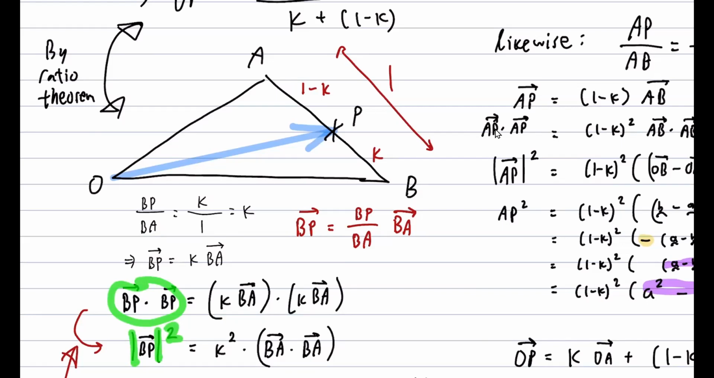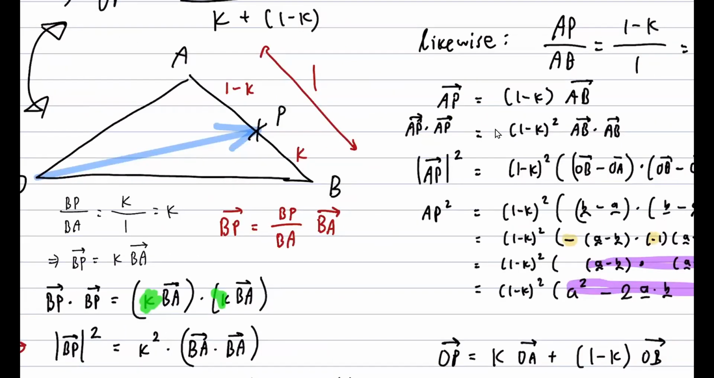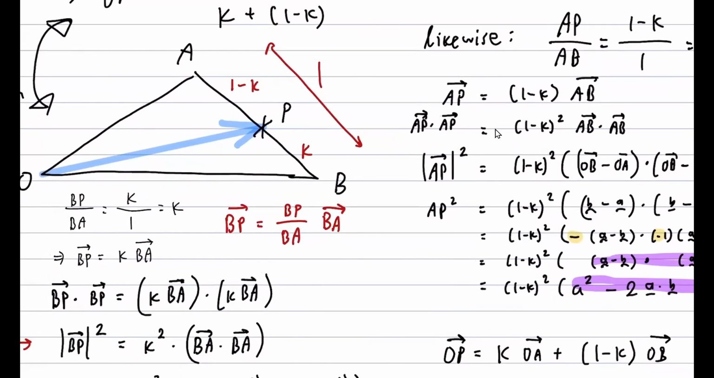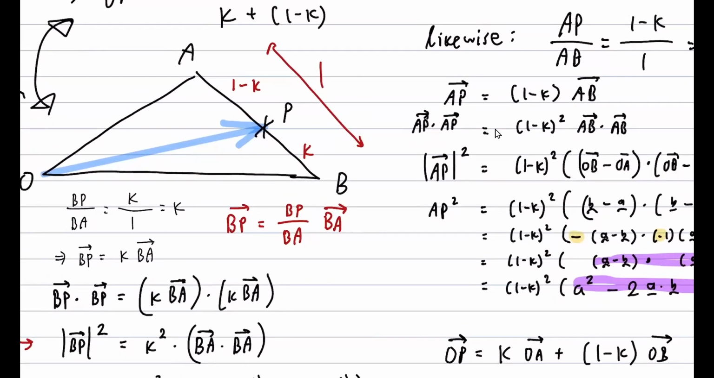Then you can just take the dot product of these. The scalar can multiply: k dot with k is just k squared. Then BA dot BA. Okay, good. But wait, what's BA? How can we break it? What's vector BA?